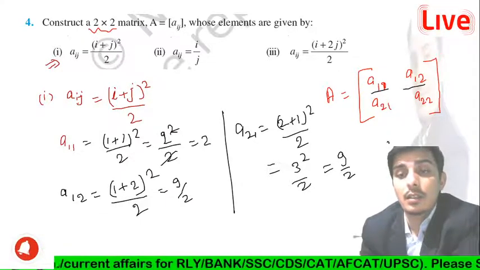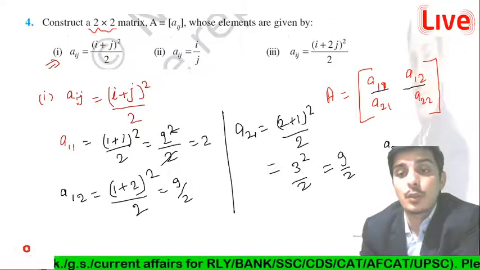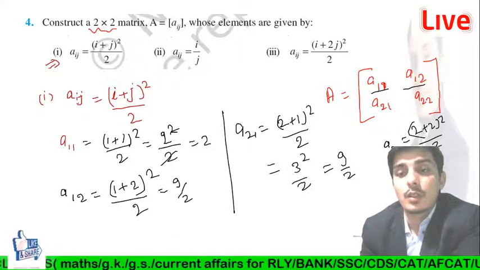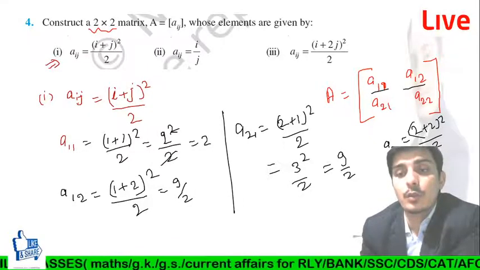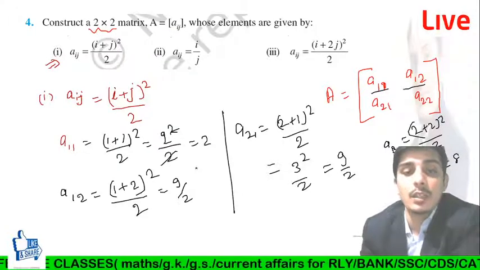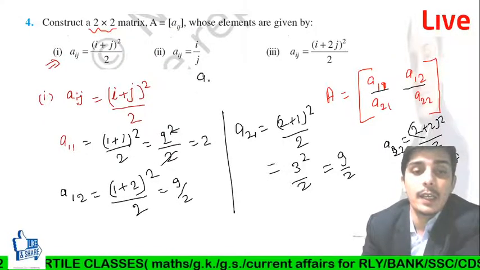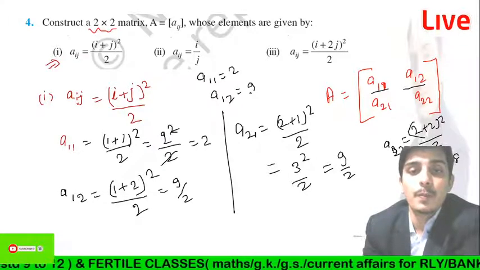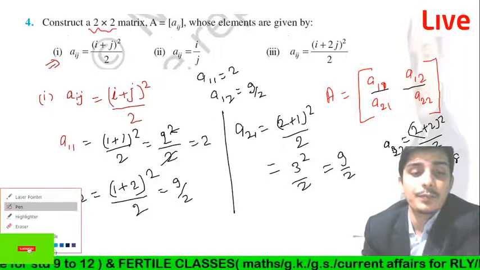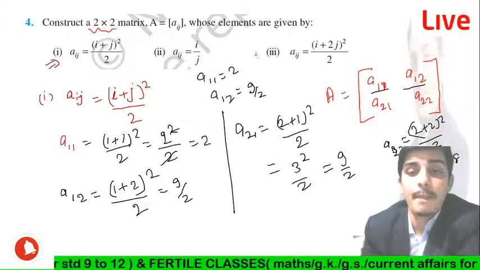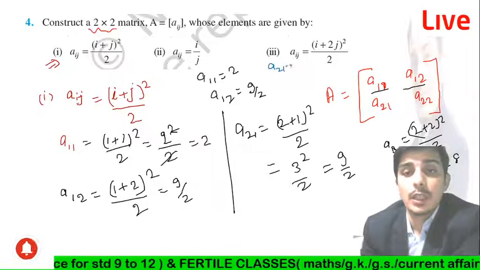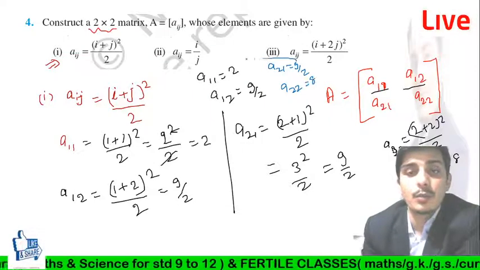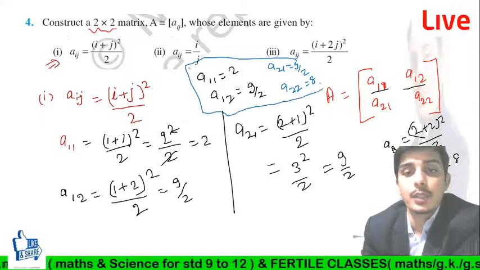And A22, guys. So we can write here (2 plus 2) whole square by 2. So 4 square is 16 by 2, and after dividing we will get 8. Okay, so we get the answer A11 equal to 2, A12 equal to 9 by 2, then A21 equal to 9 by 2 and A22 equal to 8. So it will be the correct answer for this question, guys, right?